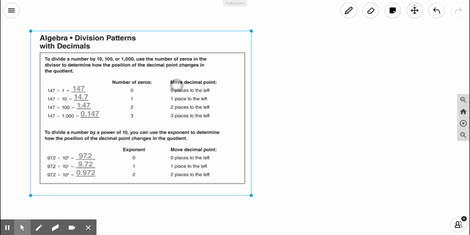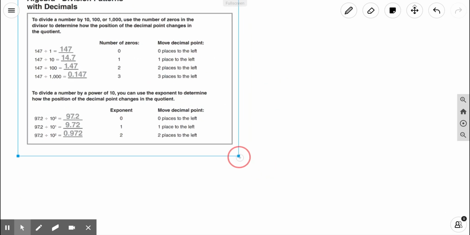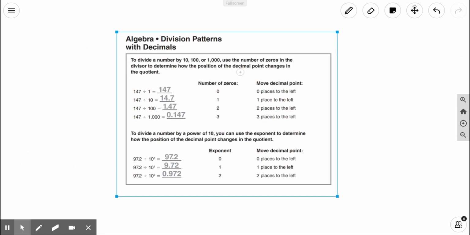Perfect. Slide it over. Okay, so if you look here, it says to divide a number by 10, 100, or 1000, use the number of zeros in the divisor to determine how the position of the decimal point changes in the quotient. So let me see if I can. I was hoping I could make it a little bit bigger, but it's not letting me.